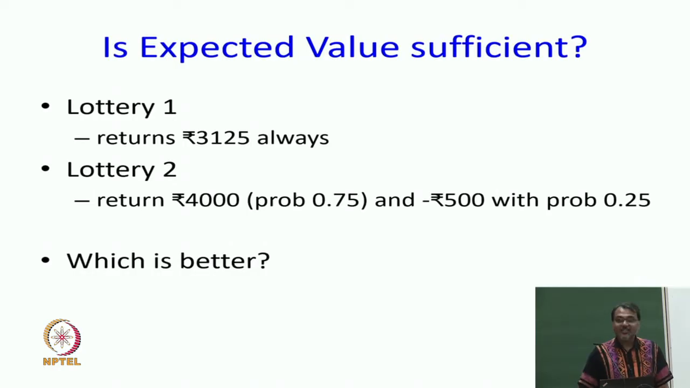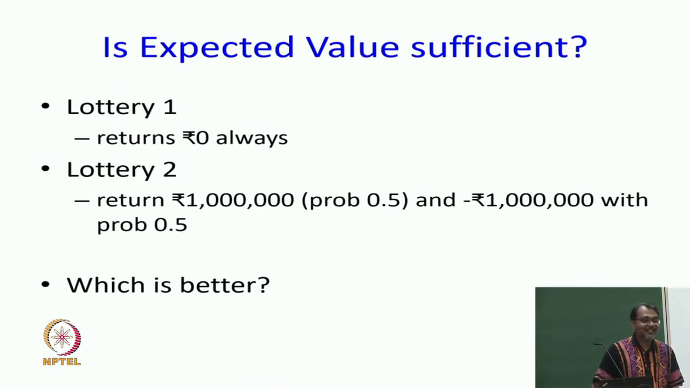Now, just for the fun of it, let us say lottery 1 gives you 0. And lottery 2 gives you 1,000,000 rupees with probability 0.5 and takes away 1,000,000 rupees with probability 0.5. Who is going to play lottery 2? Only the French guys, because they are doing conversion, right. Oh, it is only a few euros, who cares.